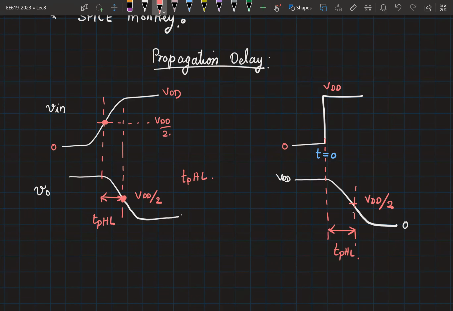So the idea that you have to remember here is, in this calculation of TPHL, the gate voltage. What is the gate voltage? Based on the diagram, it is equal to VDD, right? What is the output voltage? It starts from VDD and it goes till VDD by 2. Okay. So this is what you have to remember.